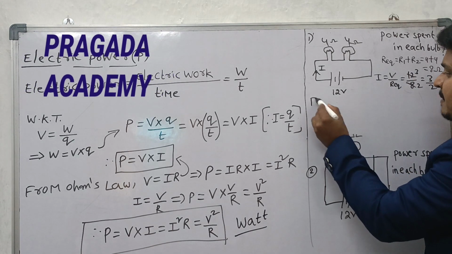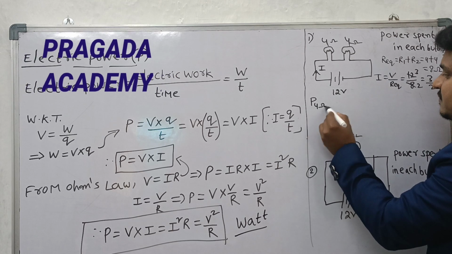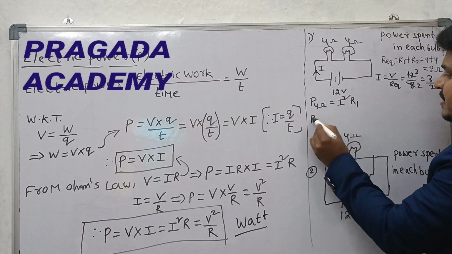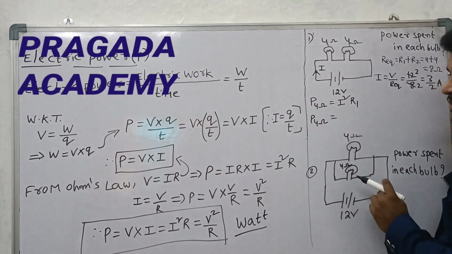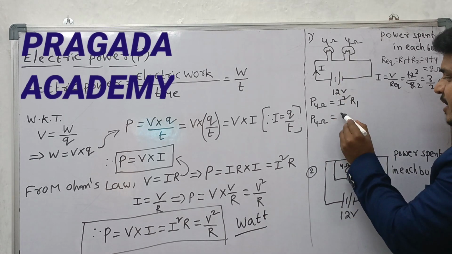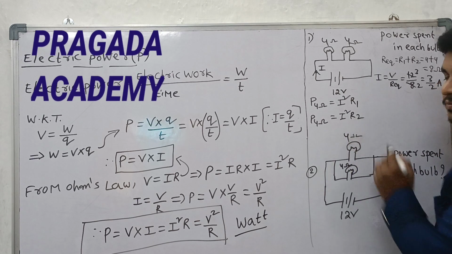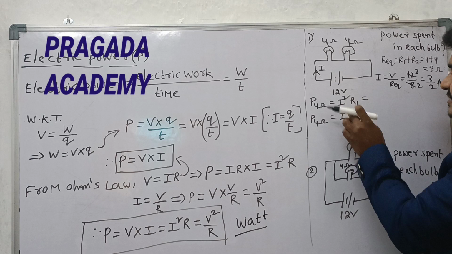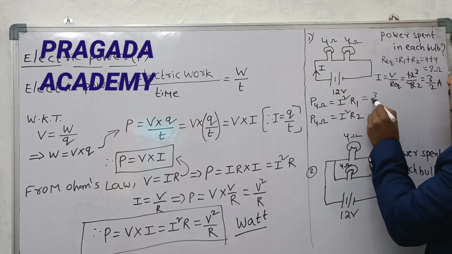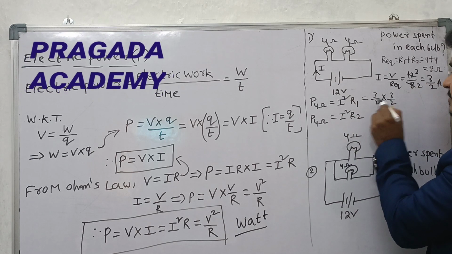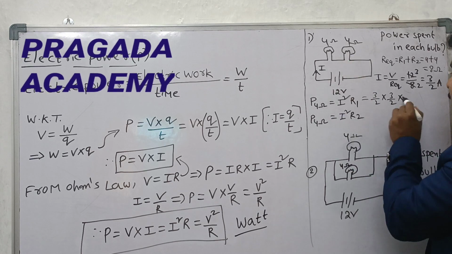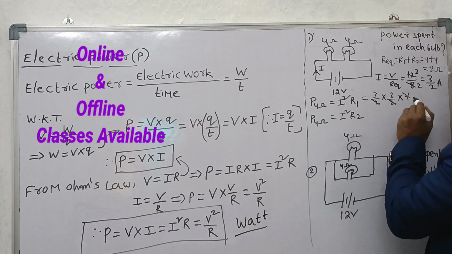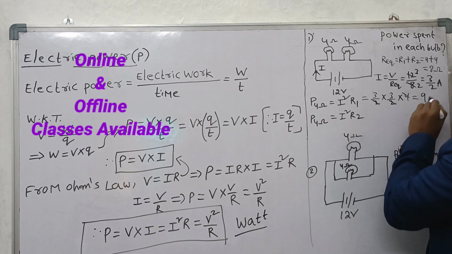What do you have to find? The power spent in each resistor. The first resistor is 4 ohm, so P is I square R1. The second resistor also is 4 ohm, so P is I square R2. Here the current will be the same, because in the series combination current is the same. So the current here is 3 by 2. 3 by 2 into 3 by 2 into R1, which is 4 ohm. So 2 twos are 4, 4 and 4 will cancel. We got 3 into 3, 9 watt.